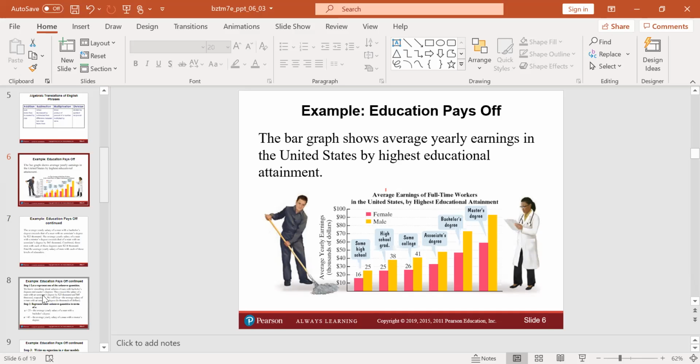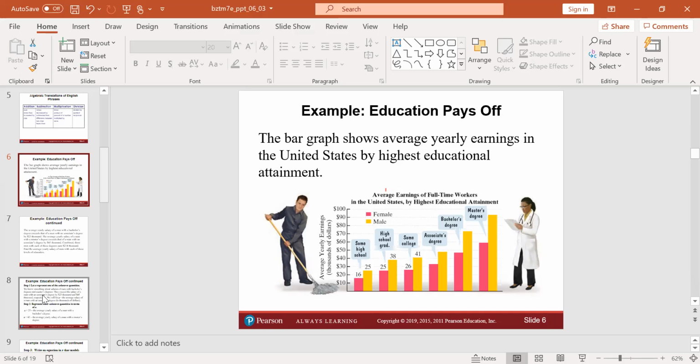Okay. So on the bar graph, this word problem, we're just using the bar graph to relate the ideas here, but we're not actually going to use much of the information from the bar graph to do the problem. There's just some interesting thoughts here. The bar graph shows average yearly earnings in the United States by highest educational attainment. We can see the differences. They plot male and female on here, and the average yearly earnings. This was probably a number of years ago because inflation raises everything.